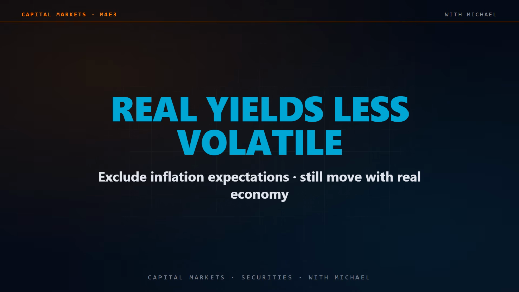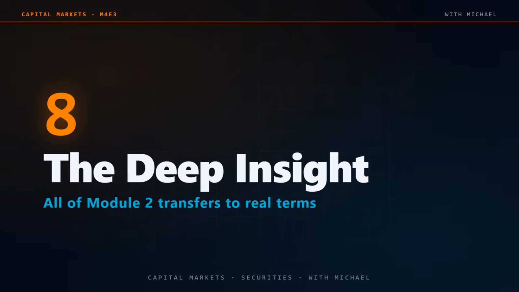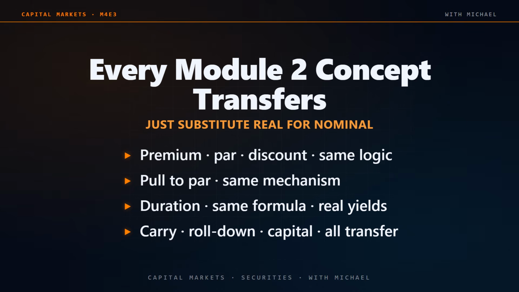Section 8. Why this all matters. The pricing math for linkers tells us something profound. Once we work in real terms, all the conventional bond pricing intuitions transfer directly. Premium and discount, pull to par, duration, modified duration, every concept from Module 2 applies with real terms substituted for nominal. This is the elegance of the structure.